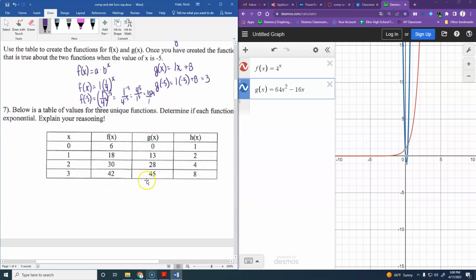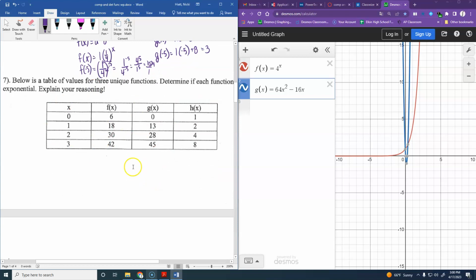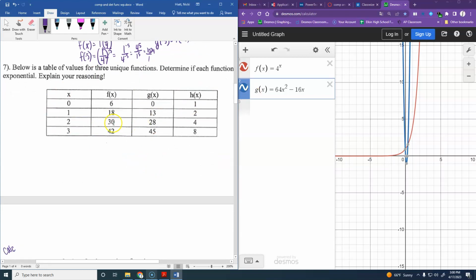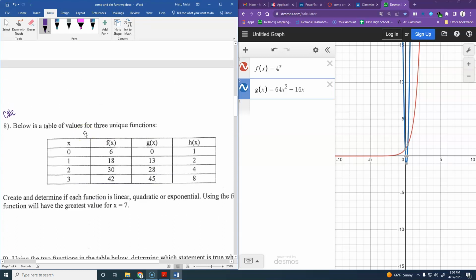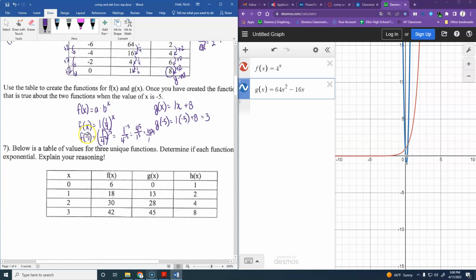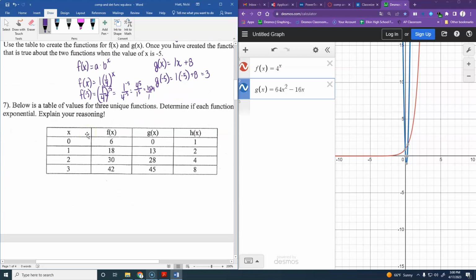Okay, this goes a little bit into what we're doing tomorrow, but let's look at 7 and 8, okay? First of all, 7 says to determine if each function is linear, quadratic, or exponential. So look at those numbers. I want you to decide on your paper which one's linear, which one's quadratic, which one's exponential. There's one of each.